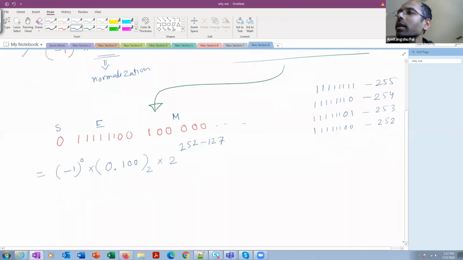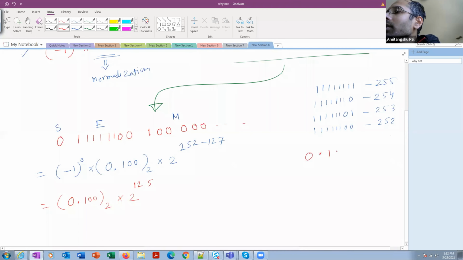Okay. So this part is 1.100 in binary, multiplied by 2 to the power 252 minus 127, which is how much? 252 minus 127 is 125. All right. So how can I convert 0.100 to decimal?